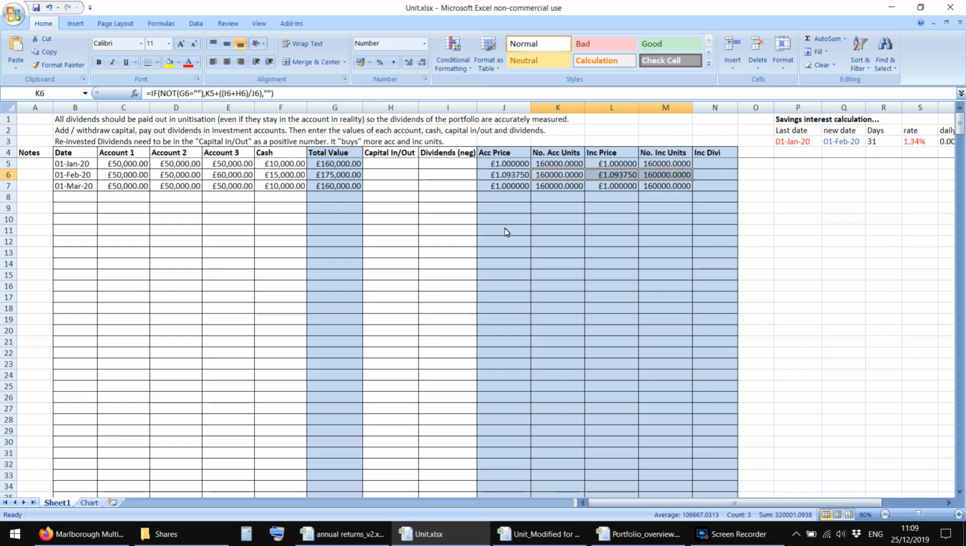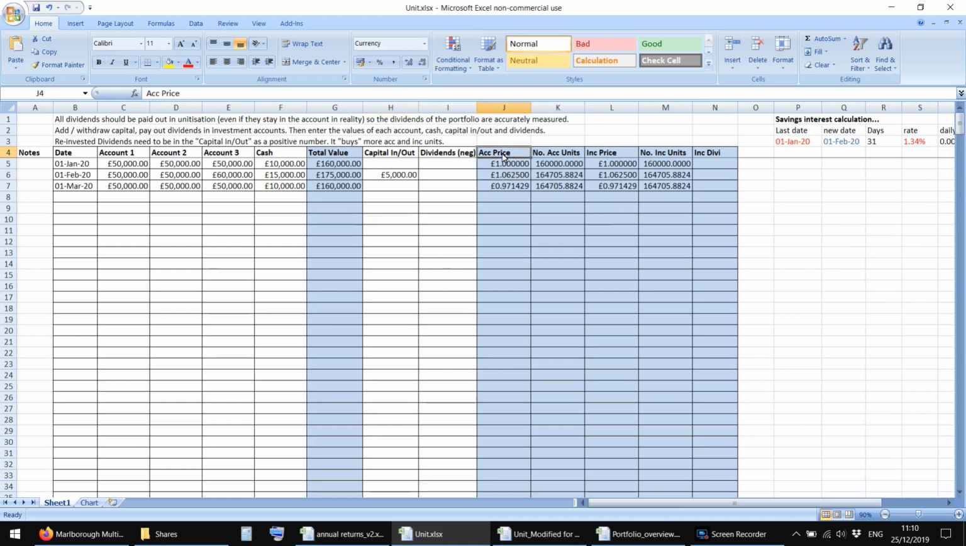the income price has gone up 9% rather than 6%, which is unfair because the portfolio hasn't grown by an extra 5 grand naturally. It's just had an extra 5 grand added. That's why we need to put it in this column here, and it keeps it all fair. And it keeps it fair by purchasing extra units of both the accumulation and the income. So rather than affecting the unit prices, it's added units to the portfolio.